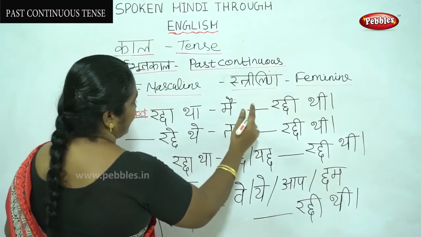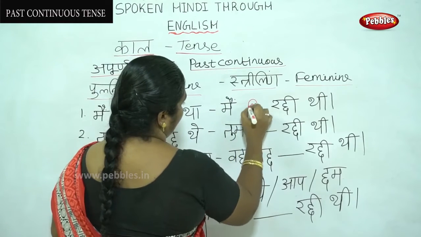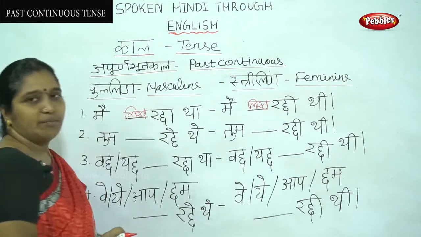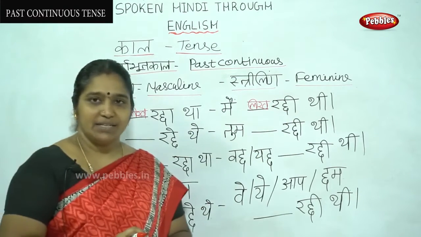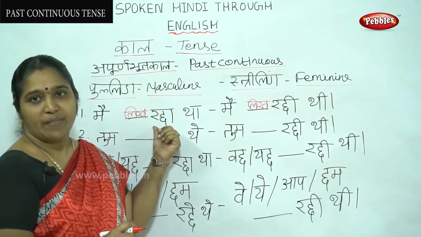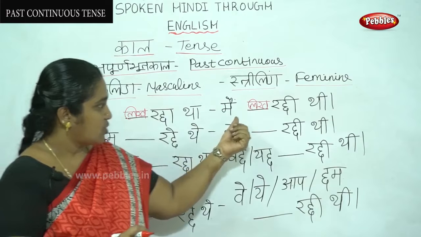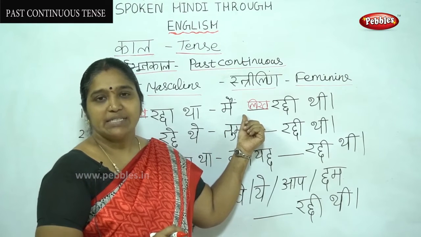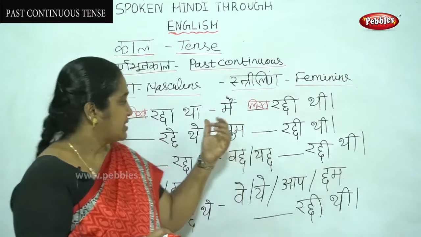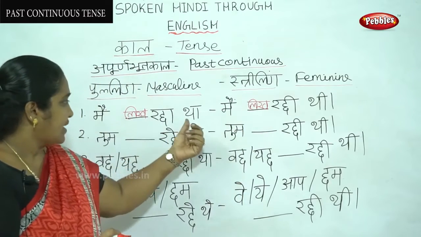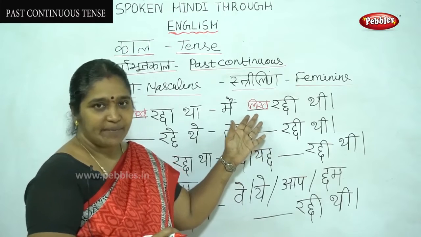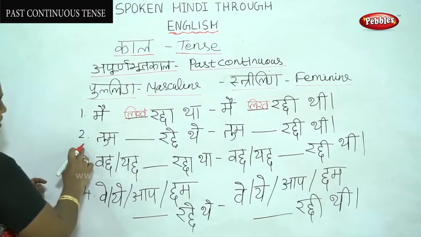Here the same also: main likh rahi thi. I was writing. Here also, I was writing. This is a past tense, you know, so we don't put now. I was writing. Here also for the feminine, the same, I was writing.